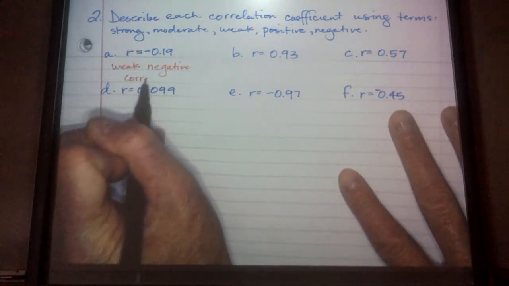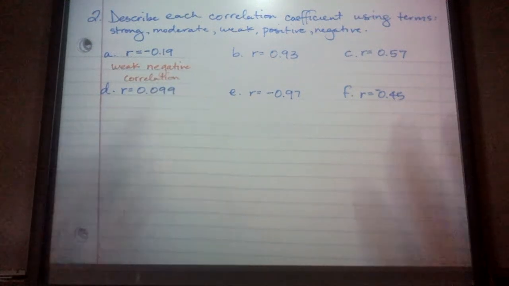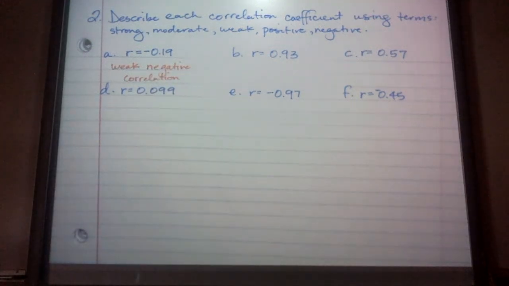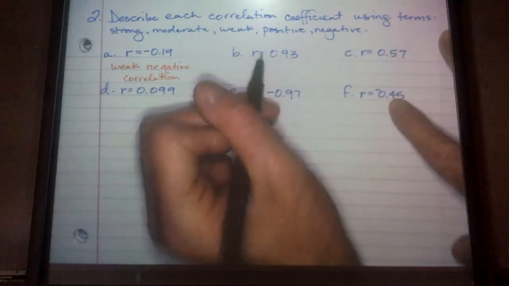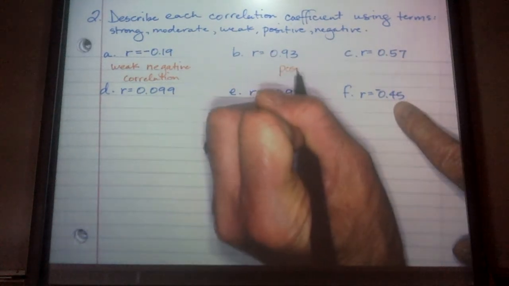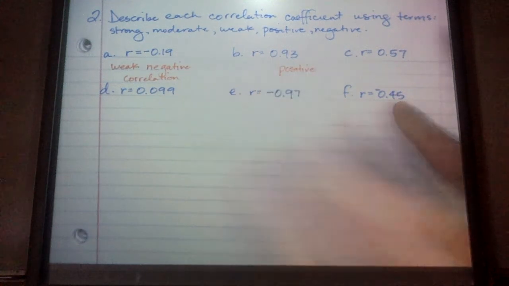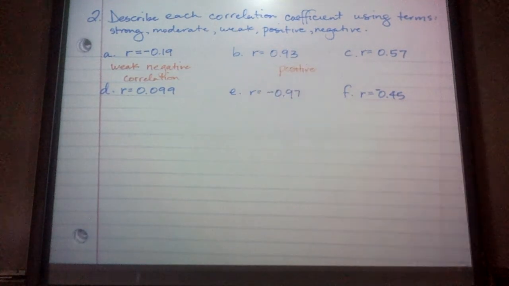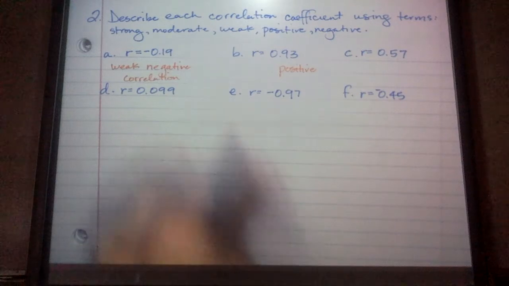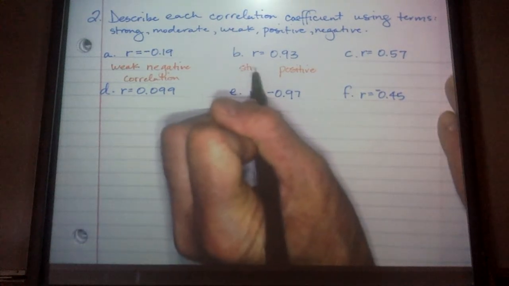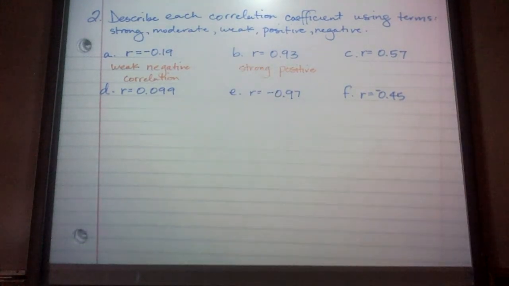So this would be a weak and negative correlation. All of these have the word correlation, but I don't want to write it every time. But each of these will have that word. The next one is positive, right? This is a positive number, so I know it's positive. And 0.93, think of that as 93 cents. That's almost a full dollar. So I would say that this is a strong positive correlation.